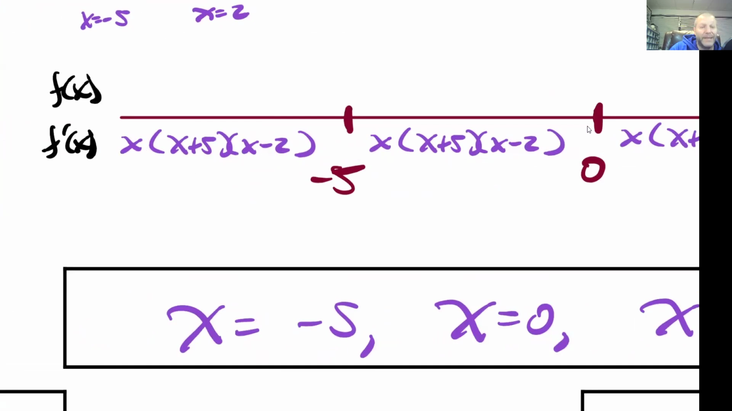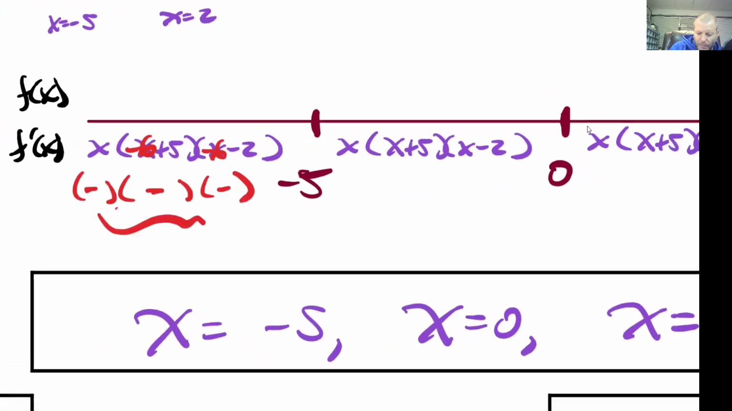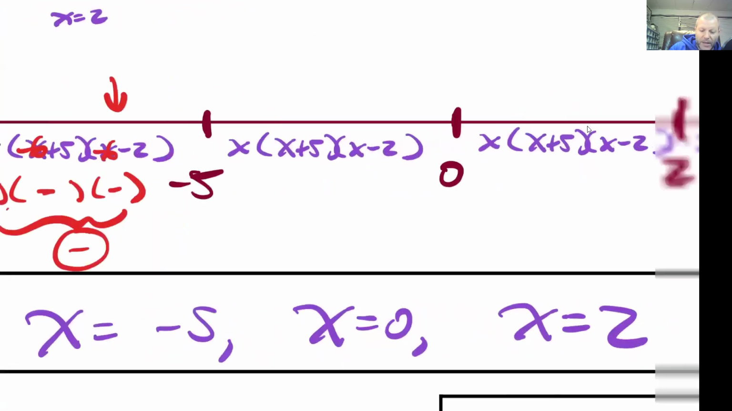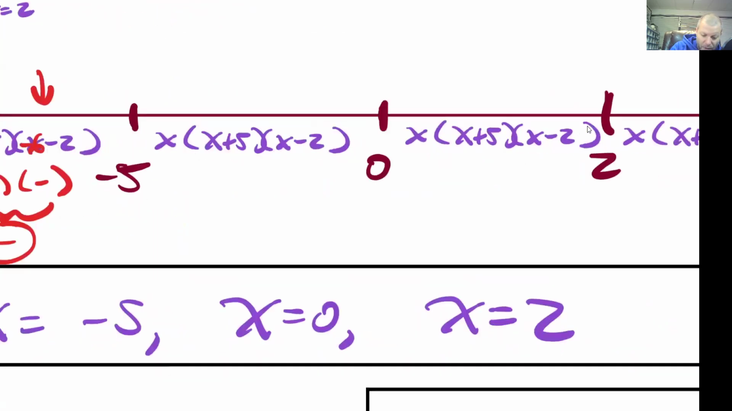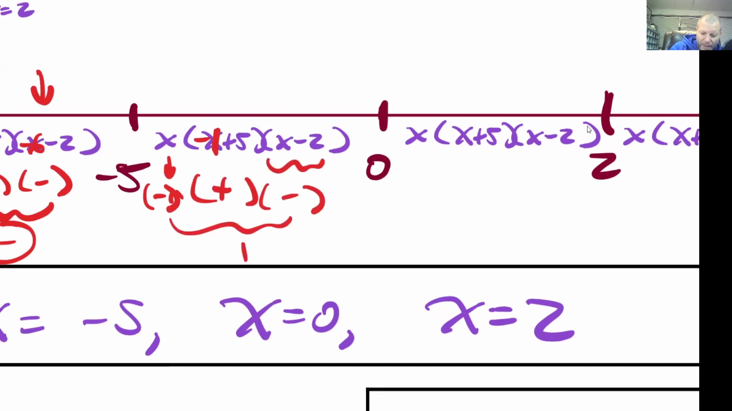So if I plug in something less than negative 5, like negative 6, well, that's going to be a negative 6 plus 5, right? That's going to be a negative number. Negative 6 minus 2, that's going to be a negative number. I have three negatives, an odd number of negatives. So negative, so that means that our function is going to be decreasing. If I plug in a number between negative 5 and 0, like negative 1, right? So negative 1 is negative. Negative 1 plus 5 is going to be a positive. Negative 1 minus 2 is going to be a negative. Two negatives, so that means that we're going to get a positive. So our function is going to be increasing.